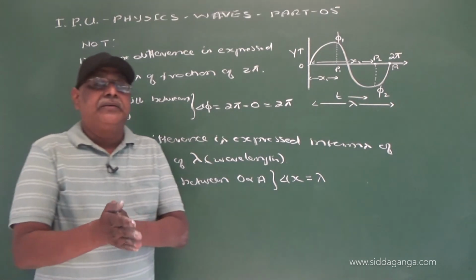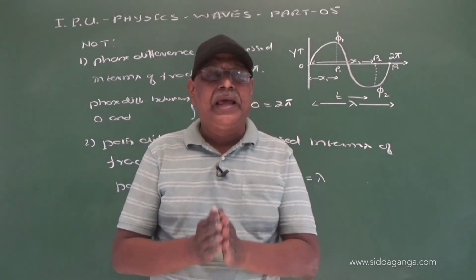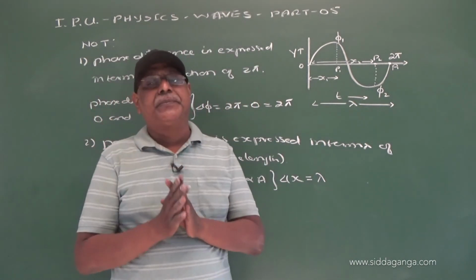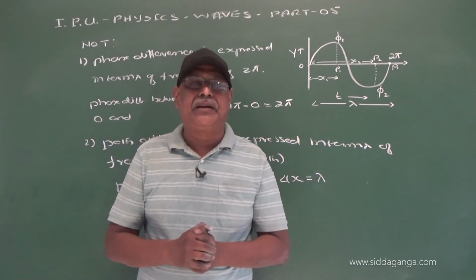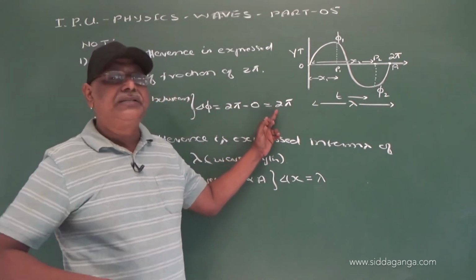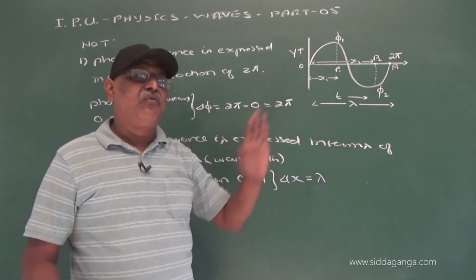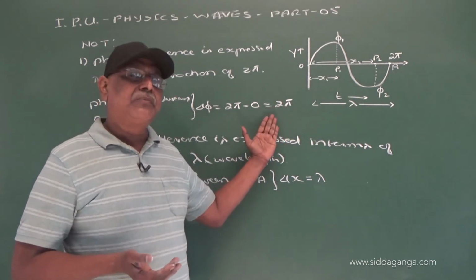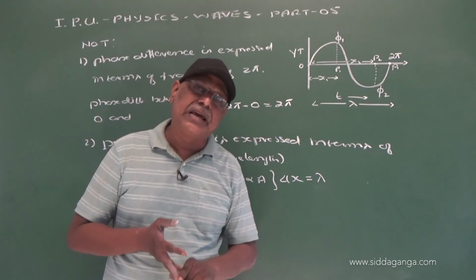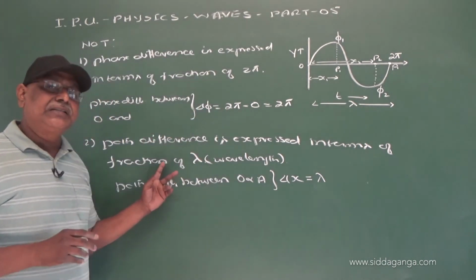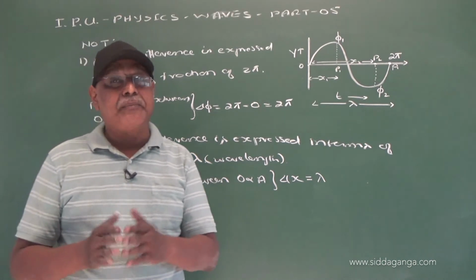Remember that phase difference is expressed in terms of fraction of 2 pi and its unit is radian, or sometimes it may be expressed in degrees. That means the phase difference is 2 pi radian, that is 2 into 3.14 radian, or in terms of degrees it becomes 2 into 180, that is equal to 360 degrees. And path difference is expressed in terms of wavelength and it is measured in meter.